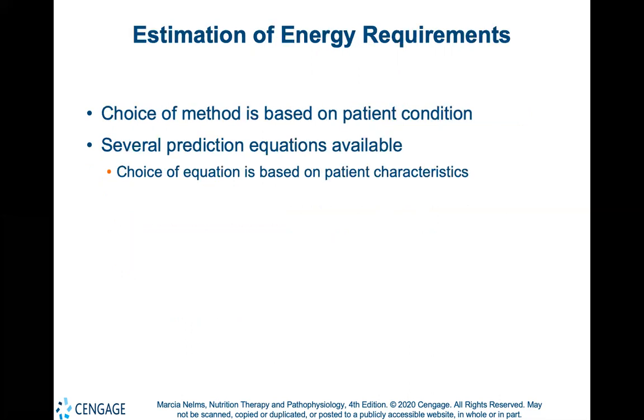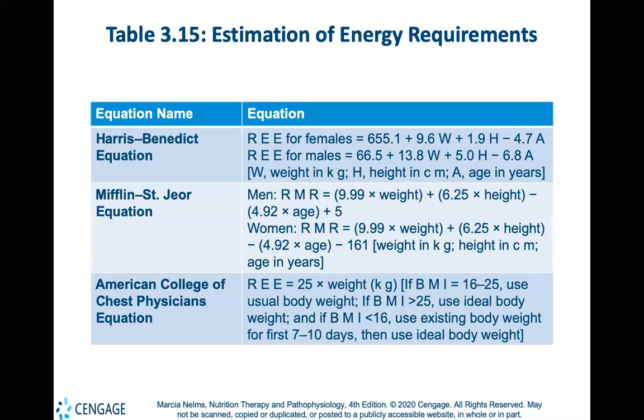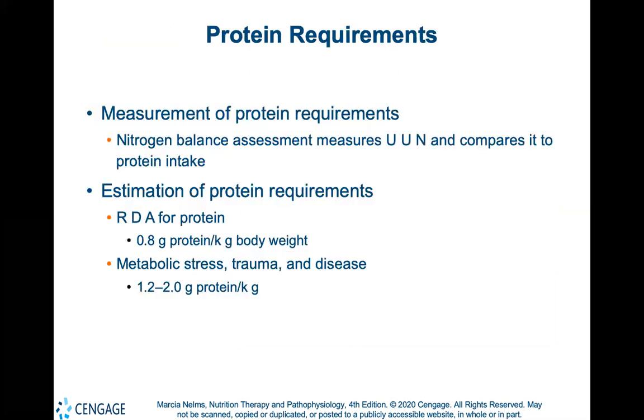Table 3.15, estimation of energy requirement. Harris-Benedict equation, Mifflin-St Jeor equation, American College of Chest Physicians equation. A nitrogen balance assessment measures urine urea nitrogen and compares it to protein intake. This allows for some degree of measurement of protein requirement. The RDAs provide the best reference for protein requirement in the non-stressed population. For adults, this level is set at 0.8 grams of protein per kilogram of weight.